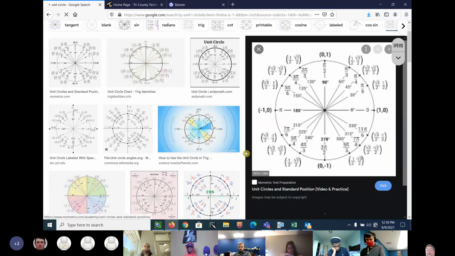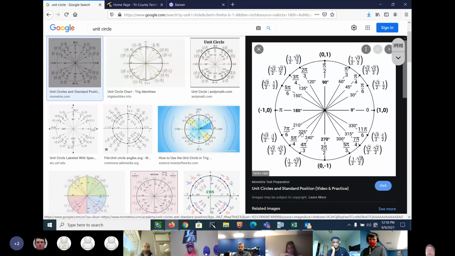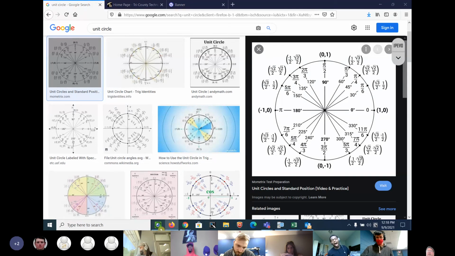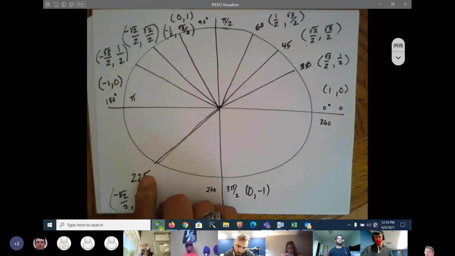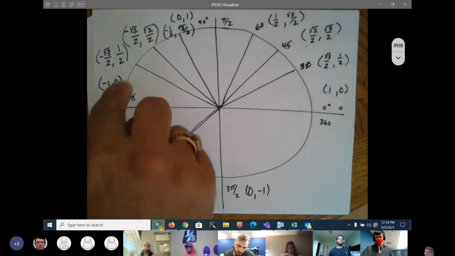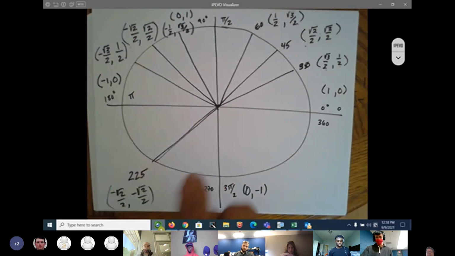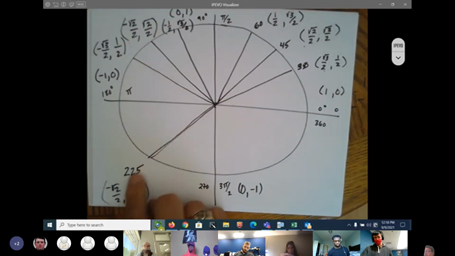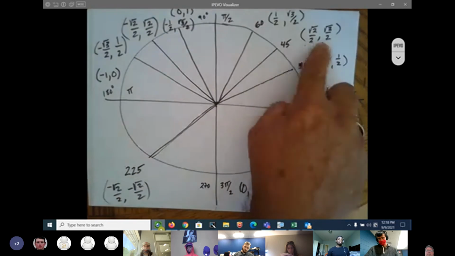Y'all look at 225. What is the cosine and the sine? Same thing I got. And I didn't memorize it because I pulled it out of the air. I pulled 225 out of the air. I didn't sit there and go, okay, this is this, this is this. I just pulled 225 out of the air and gave you the exact opposite of those two right there.